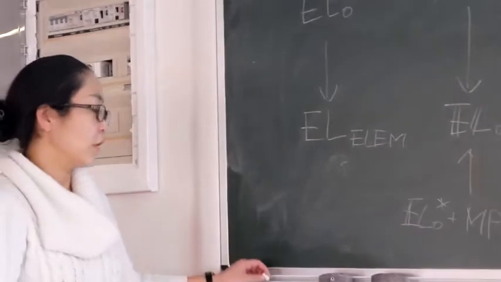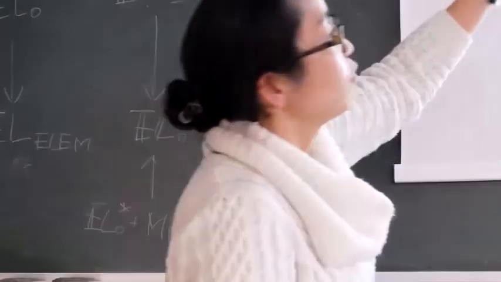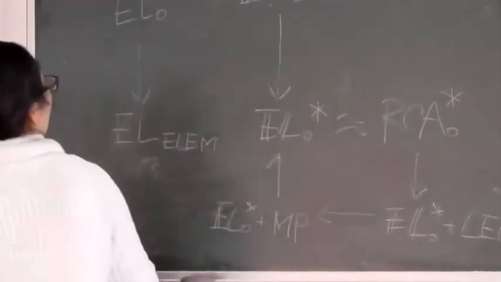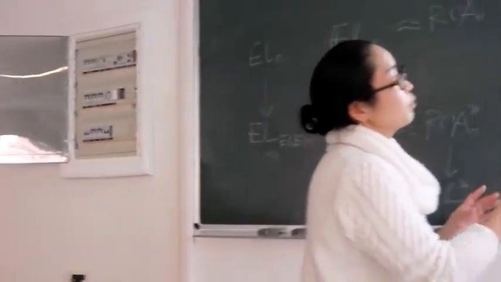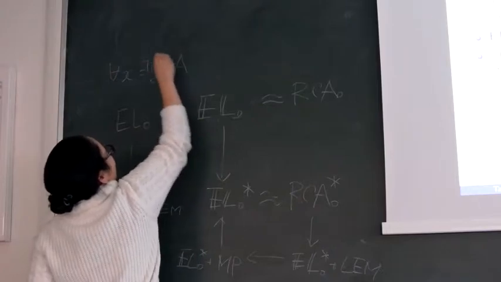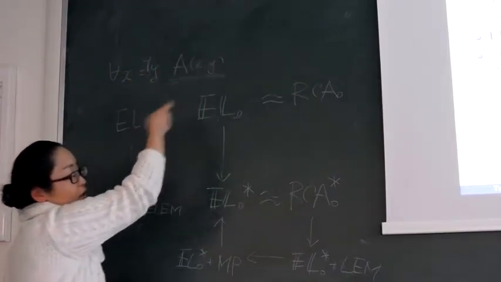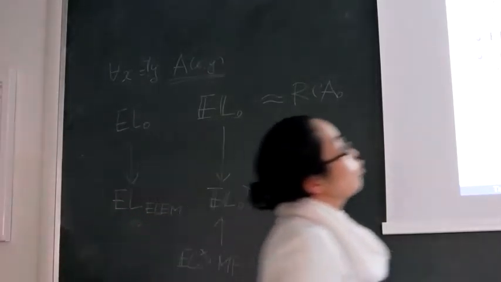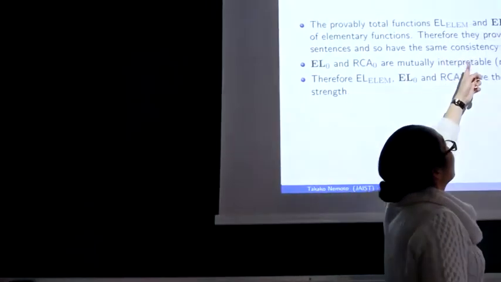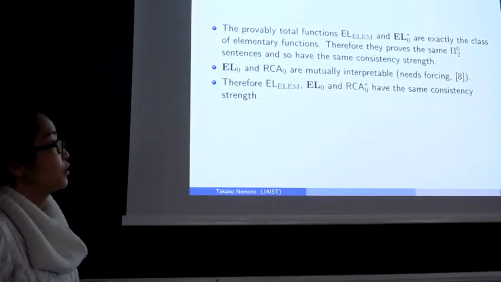we can see that they have the same consistency strengths another way, that is the programming total functions of ELM and EL0, that is a universal function whose totality is proved exactly the class of elementary recursive functions. So the totality always has such a form: for all x there exists y such that A(x,y) uniquely exists, and this is a bounded formula. So actually, then we can see that ELM and ELM star prove the same patterns of sentences and also the same consistency strengths.